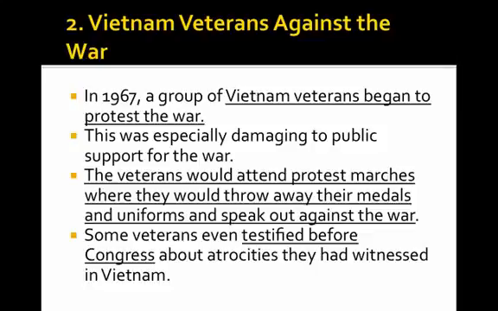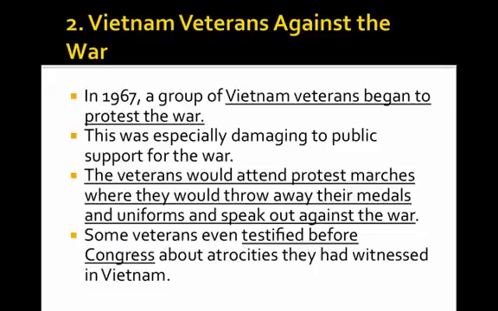A second group that began to protest the war were actually the veterans themselves. They formed a group called Vietnam Veterans Against the War, and this was formed in 1967. This especially damaged public support for the war. It was one thing to see a bunch of students protesting the war, but it was a whole other thing to see veterans that had actually been in Vietnam protesting the war and talking about what they had seen and how they were against the war.